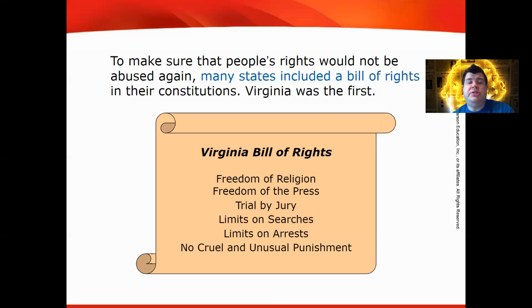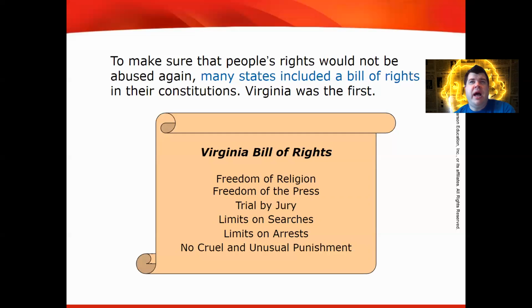So with the Virginia Bill of Rights, you have freedom of religion. You have freedom of the press, which is the media. In these times, we're mainly talking about newspapers. You have a right to a trial by jury of your peers, so you have a right to not just be judged by a judge. You have a jury. Limits on searches, so what the government can search in your private possessions, such as your home. Limits on arrest, so you can't just be arrested for no reason. There has to actually be charges. There has to actually be a reason. And then no cruel and unusual punishment.